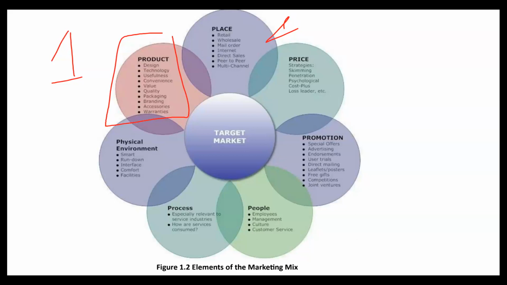We have the price as well, which is a very important aspect of marketing mix. The price includes the strategies that we are going to use. Are we going to skim? Are we going to penetrate? Are we going to use psychological pricing, cost plus pricing, loss leader pricing, or any other way of pricing? How are we going to price this product that we have produced?